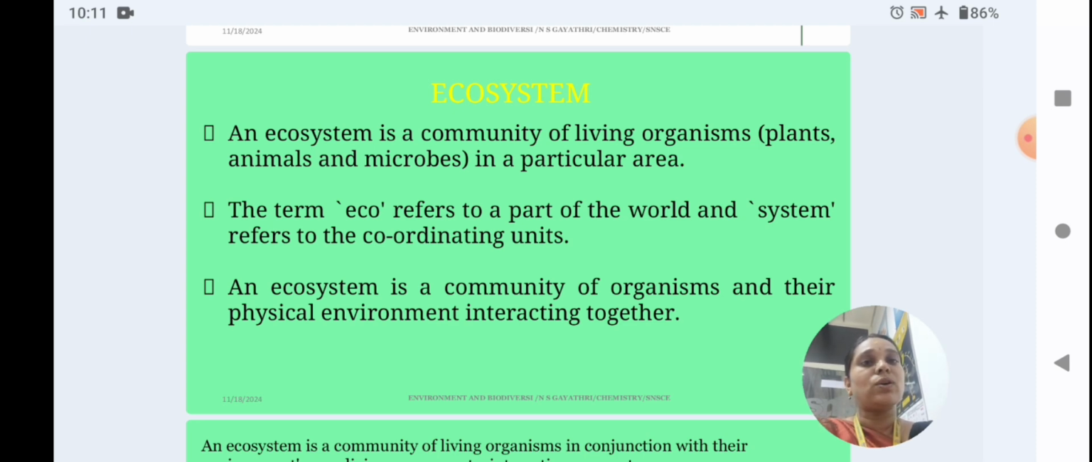The term eco refers to the part of the world, and the system refers to the coordinating units. An ecosystem is a community of organisms and their physical environment interacting together. An ecosystem is not only a community of living organisms, but also the physical environment interacting together.